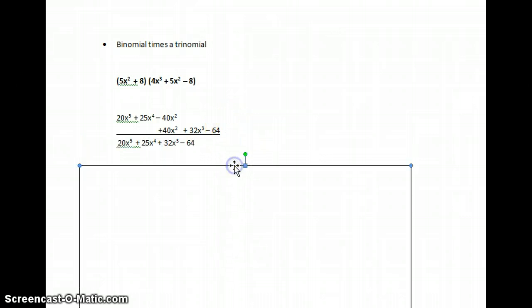Now I'll do 8 times 5 giving me 40, and no variable times x squared gives me x squared. Now I'm purposely putting it underneath the top x squared because then I can visually see I'm going to combine them. My last term is 8 times negative 8, giving me negative 64, and that sits by itself. Now, if I look at this, I'm basically going to add these. I guess I'll put an addition symbol in there.